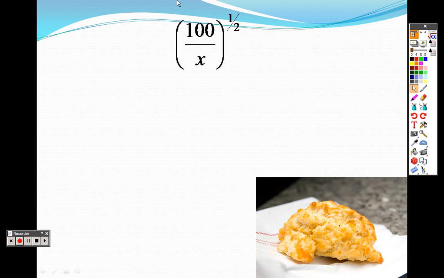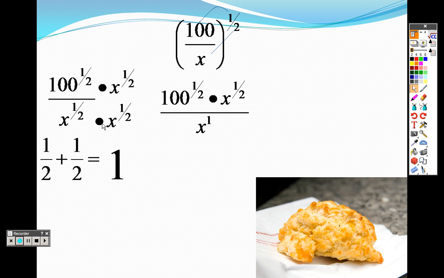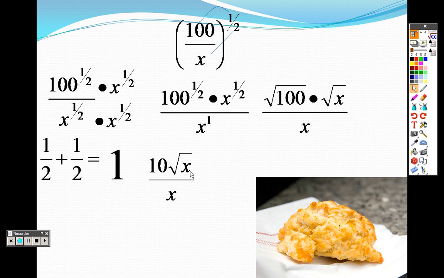Okay, so take this half through to both items. The square root of 100, you actually do know what that is, but we'll get back to that in a second. I can't have that half in the bottom, so what makes a whole? This half. That's why I'm choosing this half right here, because a half plus a half is a whole. So when I do this, I now have 100 to the half times x to the half over 1 whole x, and the square root of 100 is 10, so I actually have 10 root x over x as my final answer.